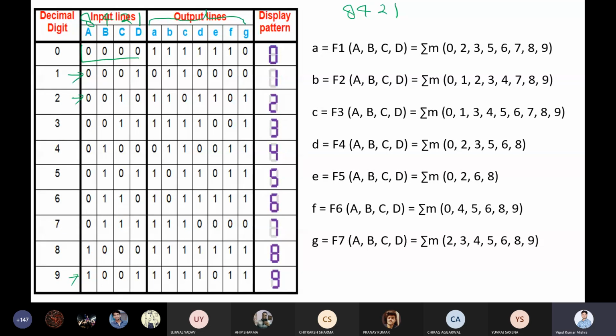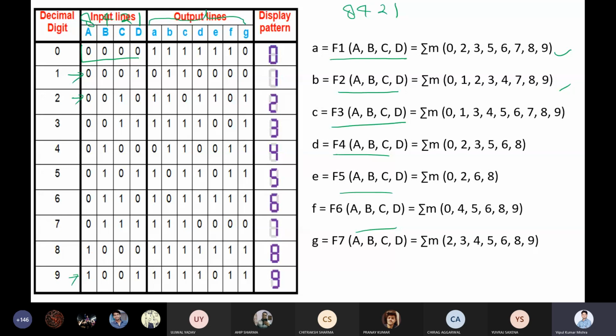Okay. So in that case, based on this table, we find out the min-term expression for A, then for B, C, D, E, and F. So you got all min-term expressions. For example, if you look into A, you have picked all the places where 1 is represented. So 0 is 1, then 2 is 1, then 3 is 1, then 5 is 1, 6 is 1, 7, 8, 9. Based on that, you have written this min-term representation for A. So one equation we required for A, similarly for B, C, D, E, F, G.